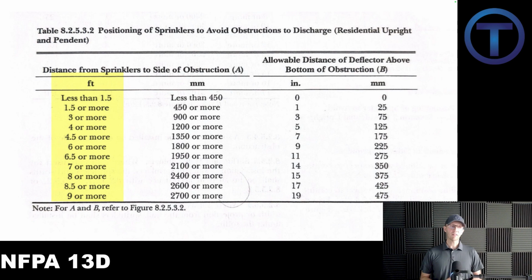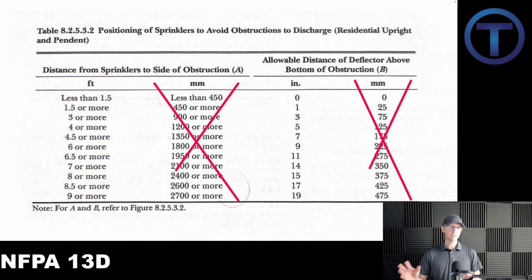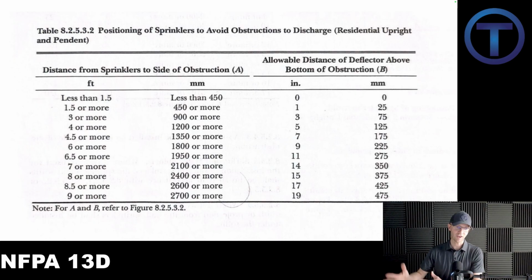But start off far left column, this is all feet. This is distance from the sprinkler to the side of the obstruction. And then we have millimeters. We're going to ignore the millimeters because we're American. And we're going to go to inches, which is the allowable distance of the deflector above the bottom of the obstruction.